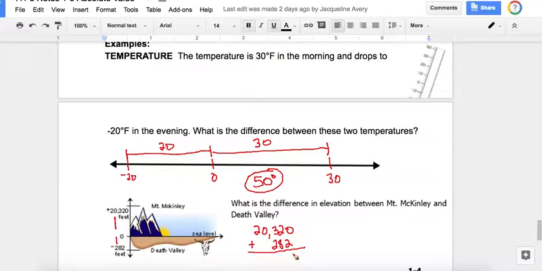And so I'm going to add these together. So 0 plus 2 is 2. 2 plus 8 is 10. So put down the 0, carry the 1. 1 plus 3 plus 2 is 6. 0 plus nothing is 0. And 2 plus nothing is 2. So we have 20,602 feet. And I'm going to go ahead and circle my answer. So that concludes our notes on integers and absolute value. Have a great day.